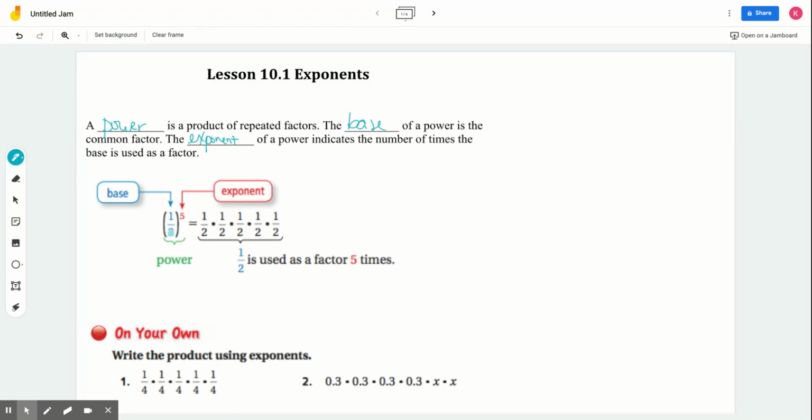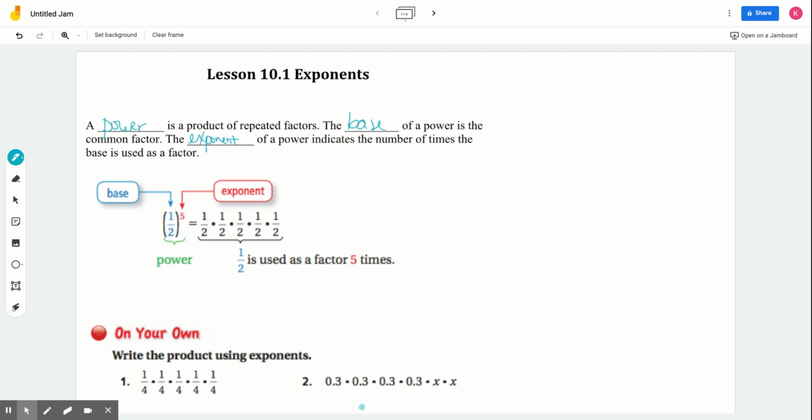So you can see here that the power is the entire thing. The base is the factor that we are using, that repeated multiplication. And the exponent tells you how many times we are using that base as a factor, how many times it's going to be multiplied by itself.